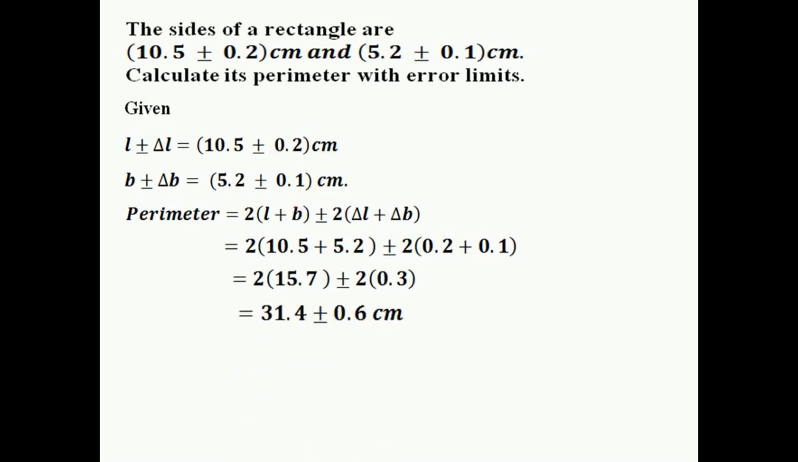So this is the perimeter, 3.14 plus minus 0.6 centimeter. So in addition, we have to take care of this constant also.